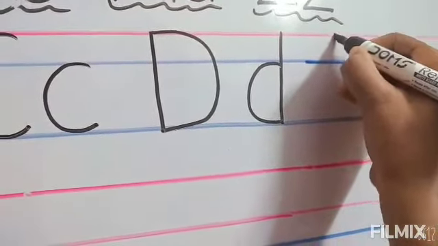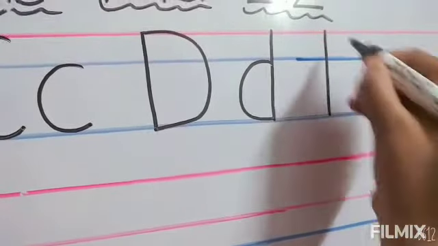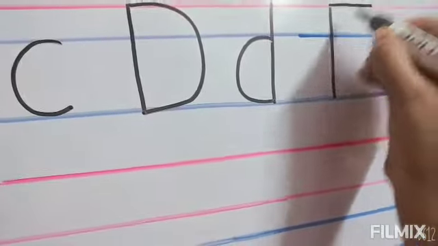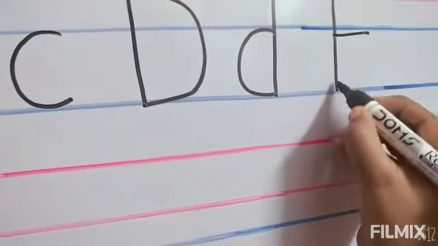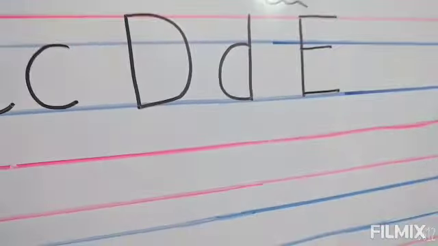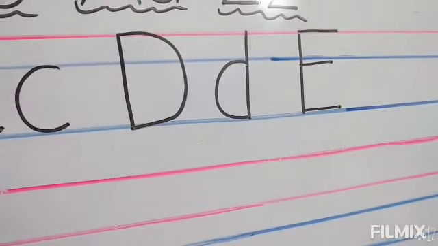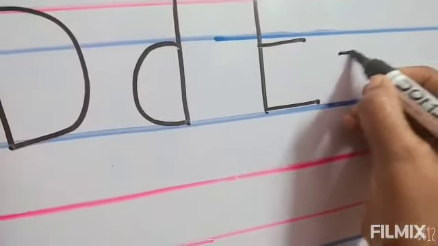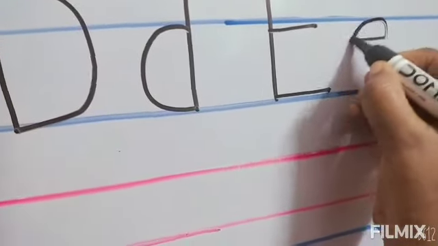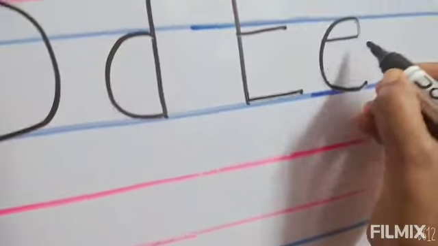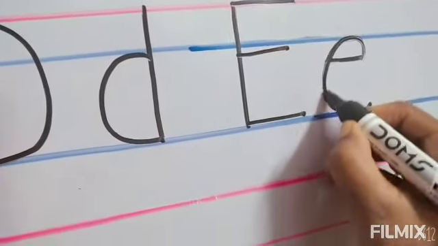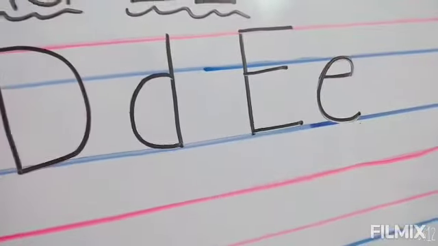Now we'll go for E. So you need to write, as I told you, from red line to blue line, standing line, sleeping line, capital E, right? Now a small e you need to write a sleeping line here and an open curve. Okay, sleeping line here and you need to write an open curve from here.